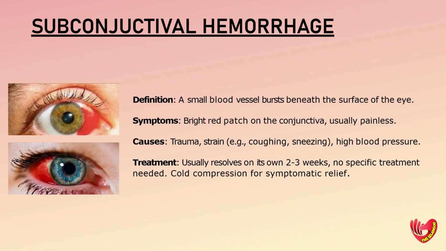Subconjunctival hemorrhage is a benign, generally painless condition which refers to the rupture of blood vessels in the subconjunctival space located between the superficial conjunctiva and the Tenon's capsule. Patients usually come with a preceding history of trauma or strain like a vigorous cough. It is usually harmless and often heals on its own.